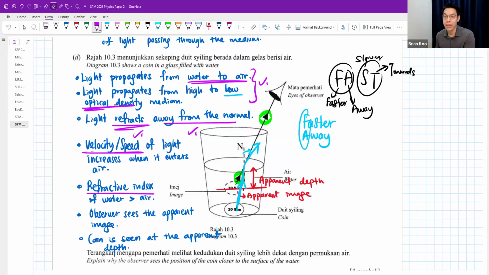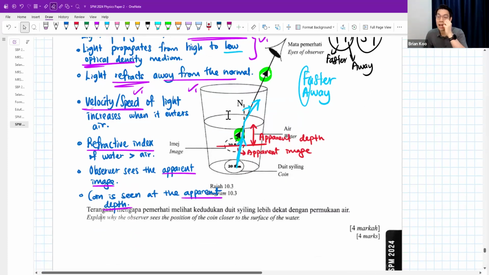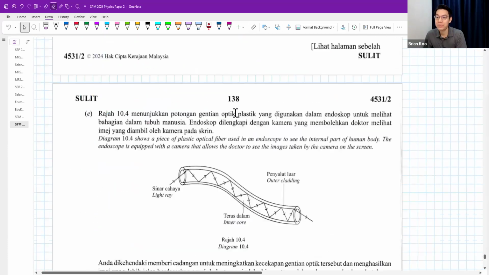You can talk about refractive index. You can talk about apparent image. You can talk about apparent depth. A lot of possible answers. Quite easy to get full 4 marks, actually. Right? You say refract away from normal, you already get 2 marks out of 4. Right? So anyone that I underline, those are the key points. Yeah, in this SPM question.